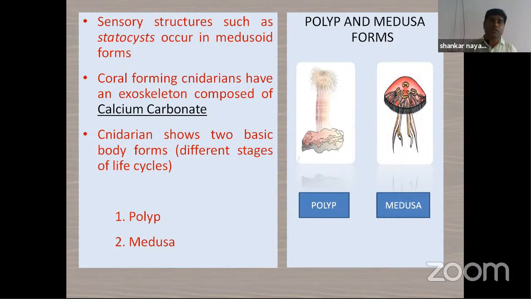A few cnidarians can form corals. These coral-forming cnidarians have an exoskeleton. This exoskeleton is composed of calcium carbonate. From the examination point of view, this is very important. The exoskeleton of coral-forming cnidarians is made up of calcium carbonate. Cnidarians show two basic body forms, as I told you, polyp and medusa. So we will see what the differences between these two are.